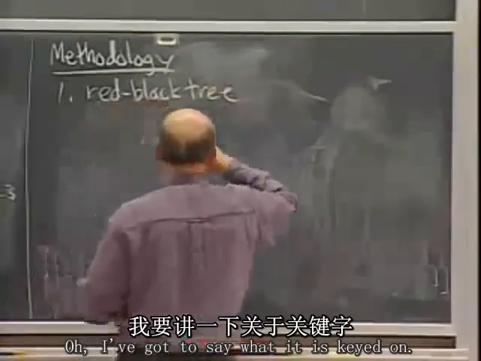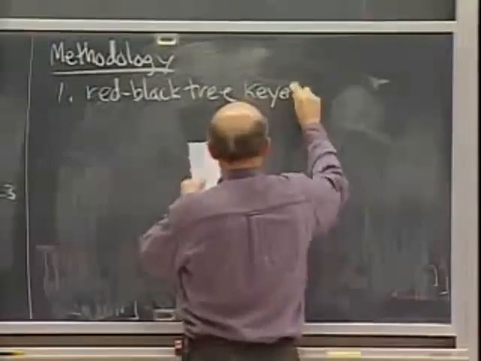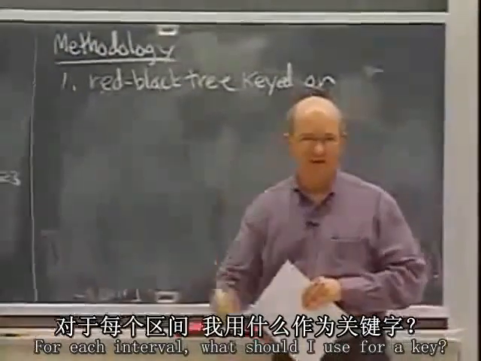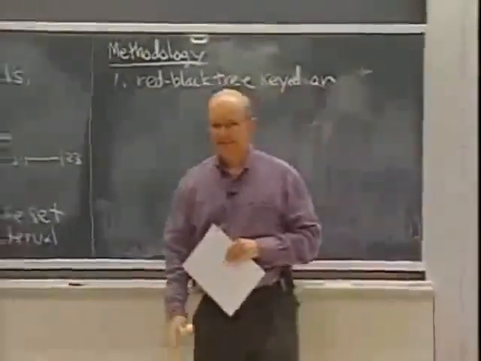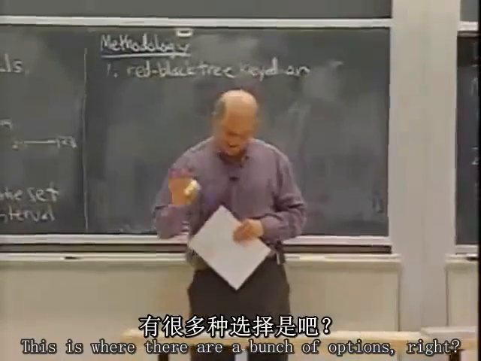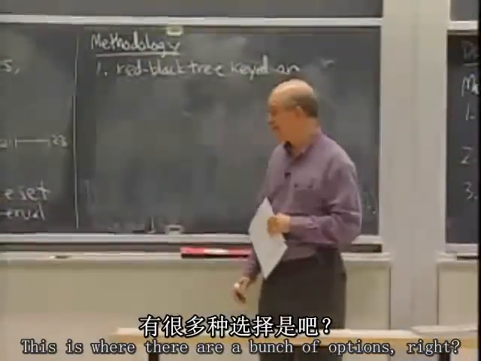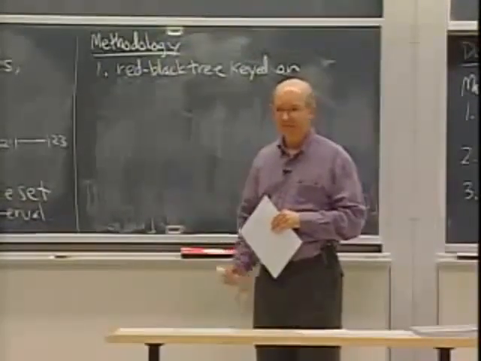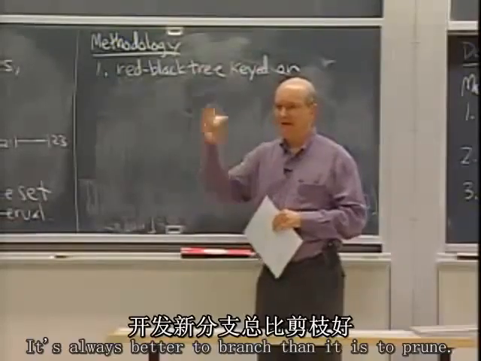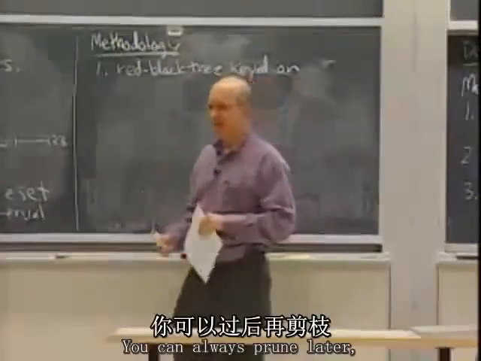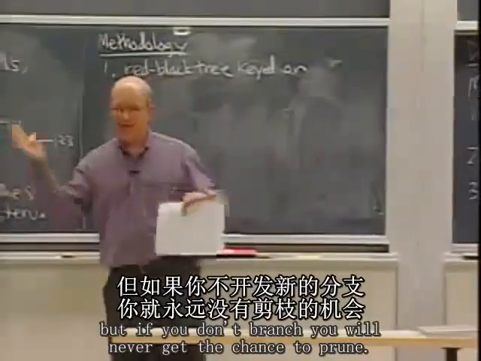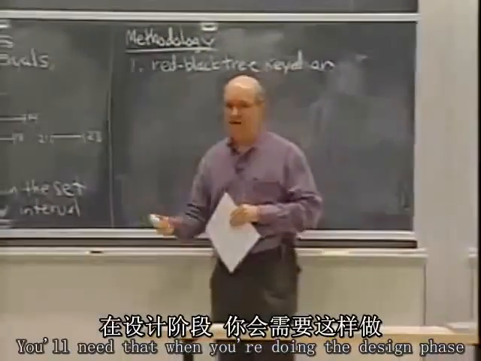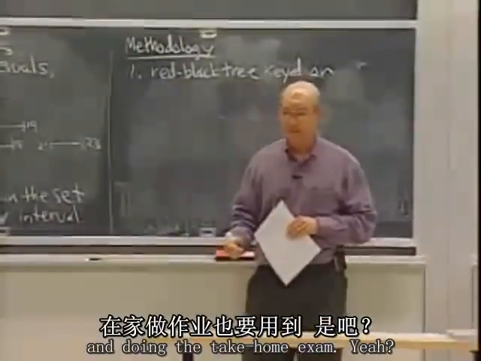Oh, but I got to say what it's keyed on. So what's going to be the key for my red-black tree? For each interval, what should I use as a key? Now this is where there's a bunch of options here. So throw out some ideas. Always better to branch than it is to prune. You can always prune later, but if you don't branch, you never get the chance to prune. So generation of ideas. You'll need that when you're doing the design phase and doing the take-home exam.